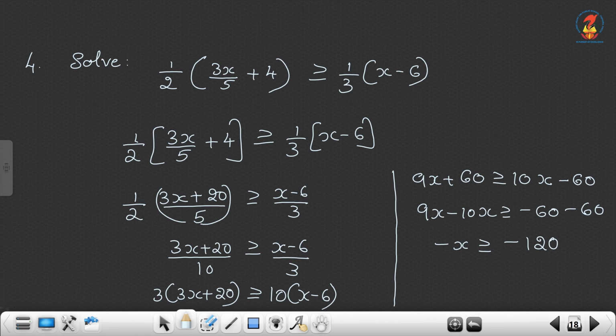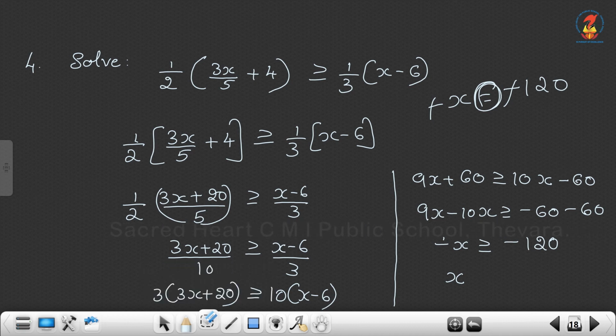Okay. So for finding x, what do we have to do? You can't cancel this minus and minus. If it were an equation, say x is minus 120, you can cancel since this is equal. But for an inequality, you can't cancel this and this. That is wrong. So what do we have to do here?